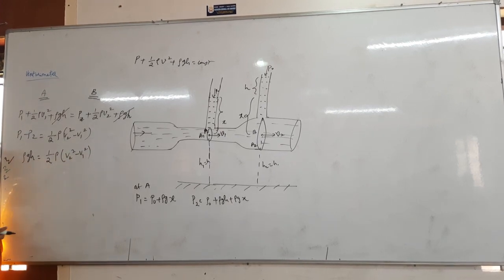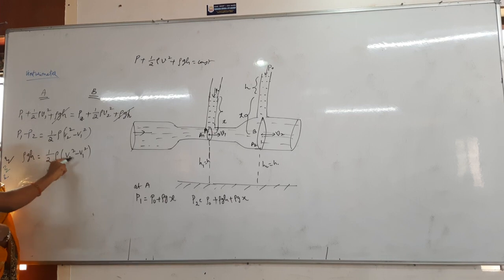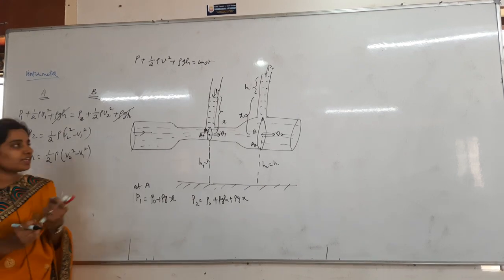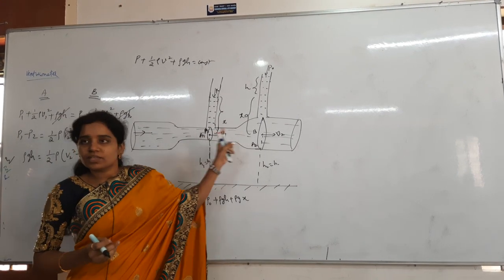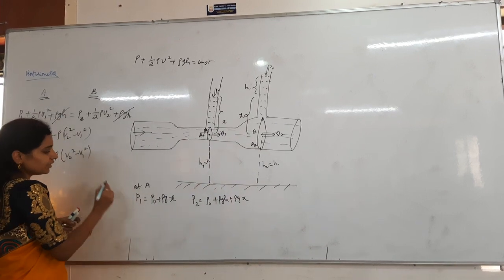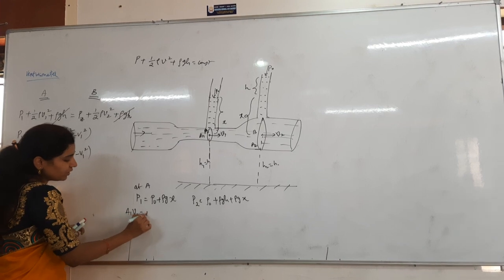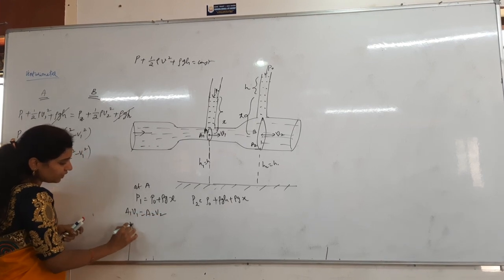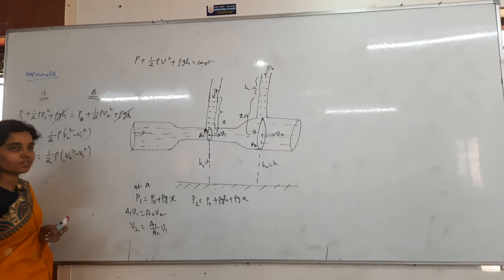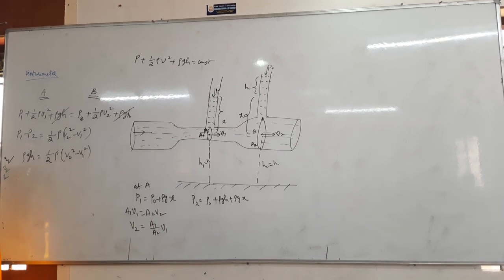Now I want to get only V1. I want to remove the V2. How to remove that? Yes, very good. You have to apply the equation of continuity. Can we apply the equation of continuity at A and B? A and B, we can apply the equation of continuity. What is the equation of continuity? A1 V1 is equals to A2 V2. From that, V2 is equals to what I can write? A1 by A2 into V1. Correct? A1 by A2 into V1.